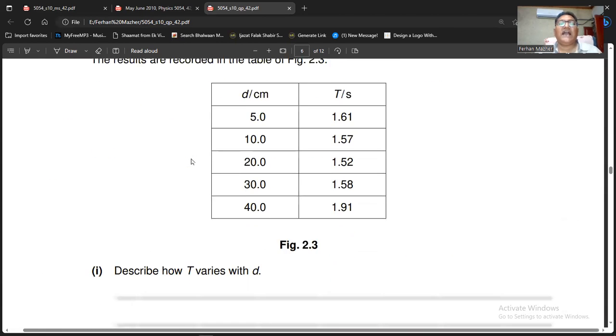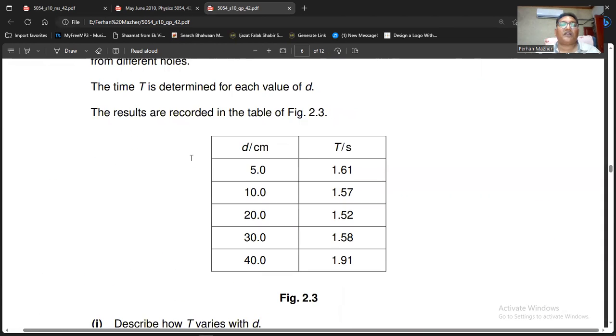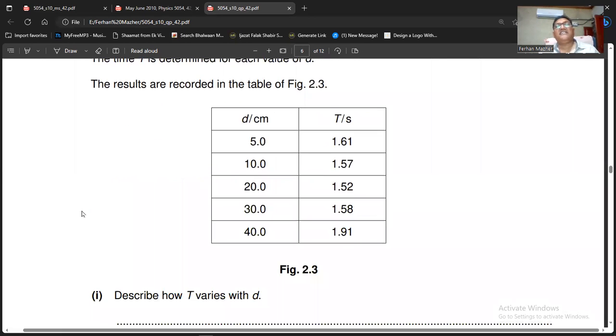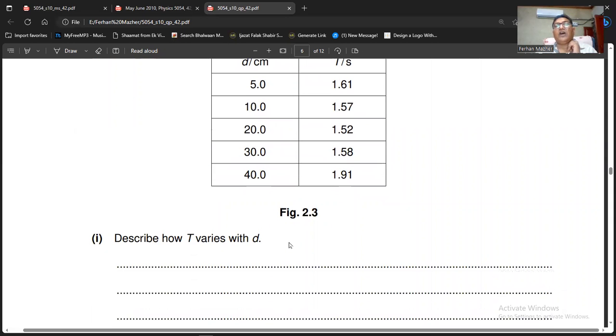Okay, then we have that question. It says the distance d between a hole and the zero end of the rule is varied by suspending the rule from different holes. The time t is determined for each value of the d. The results are recorded in the table, figure 2.3. When the d is 5, the time is 1.61 seconds. When the d is 10 centimeter, the time is 1.57. When the d is 20, the time is 1.52. When the d is 30, the time is 1.58. When the d is 40, the time is 1.91 seconds. Okay, describe how the t varies with the d.